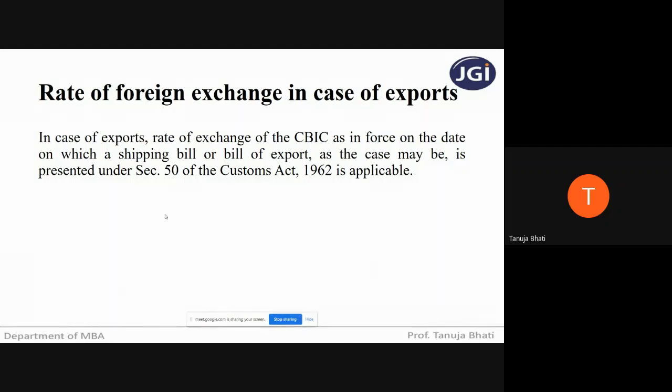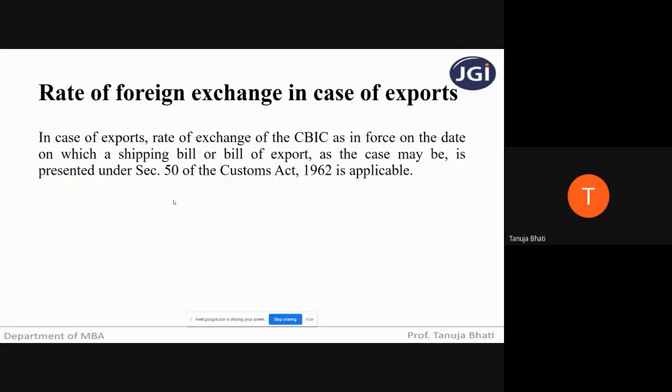Now, what is this shipping bill or bill of export? It is nothing but a document which is required to be filled by the exporter and presented by the exporter to the customs authorities to allow the shipment of the goods. So, in short, it is the details of exports which need to be filled by the exporter and submitted to the customs authorities. Once the bill of export or shipping bill is submitted, the customs authorities will allow the shipment.